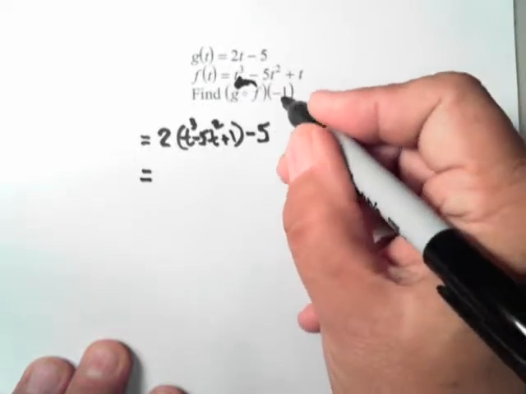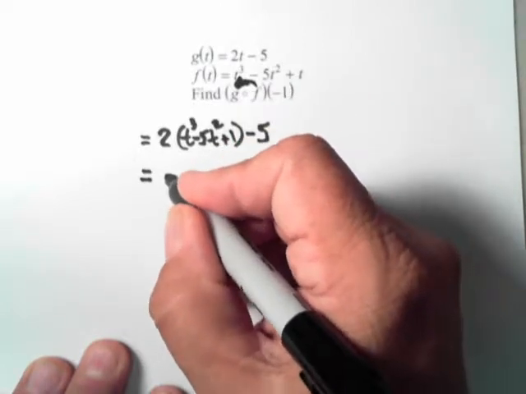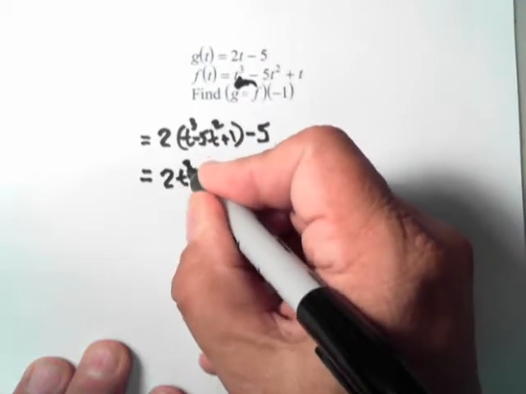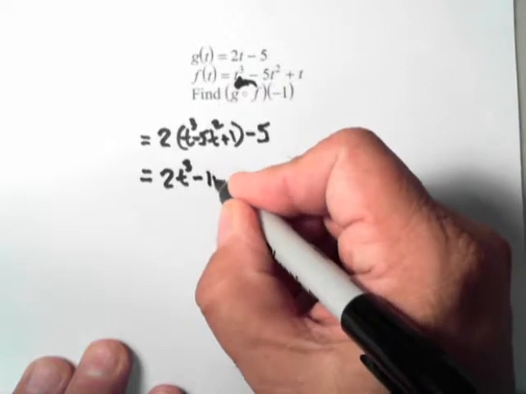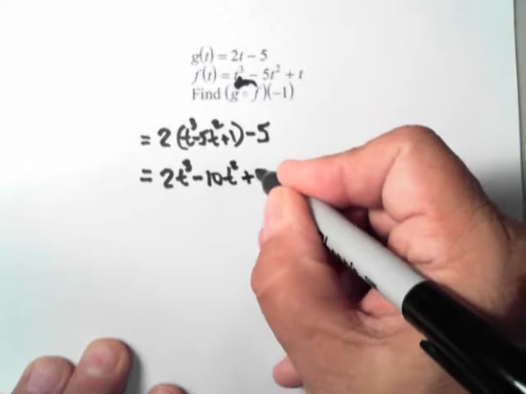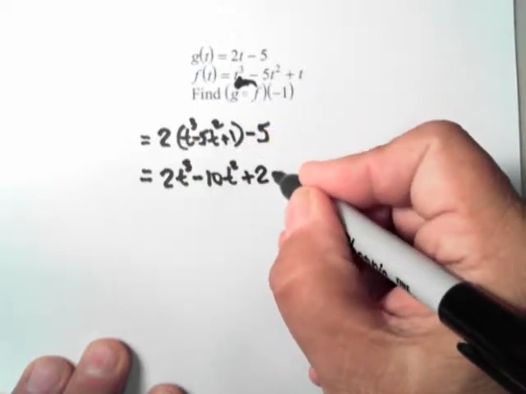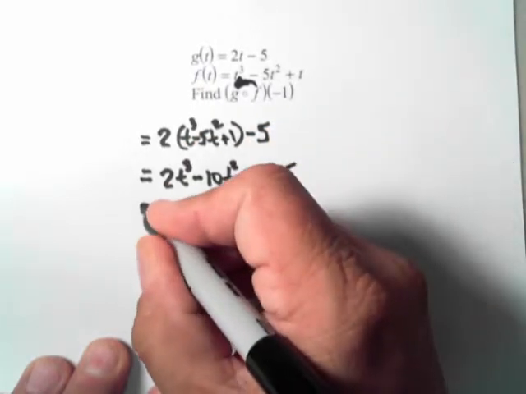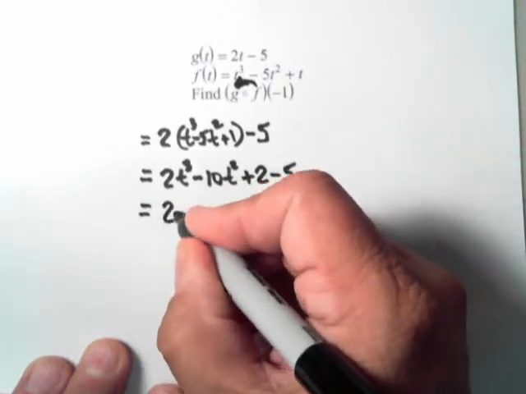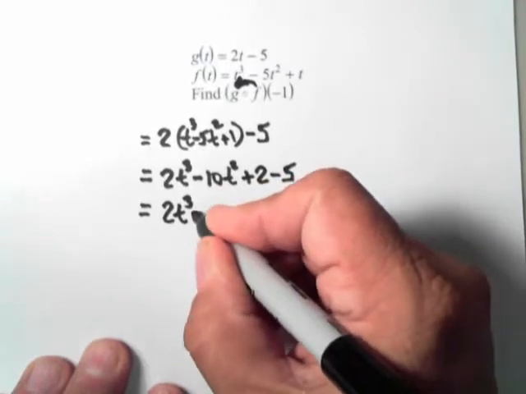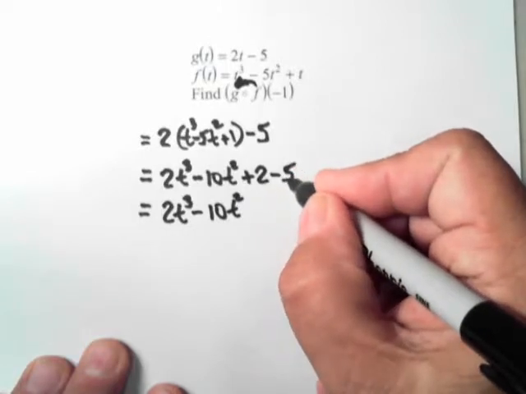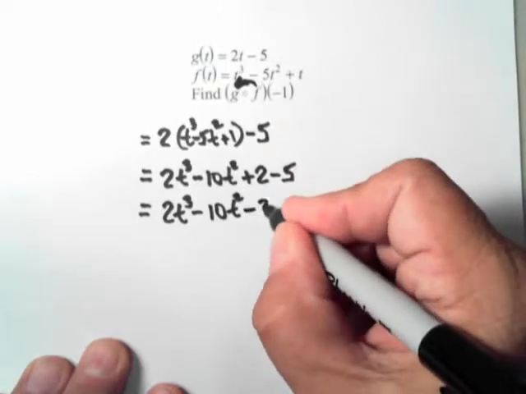Okay, now let's clean this up. Officially, what we're doing is we just found it so far with the variables. So distribute the 2 in. I've got 2t cubed minus 10t squared plus 2. 2 times plus 1 is plus 2 minus 5. Let's clean this up all the way before we substitute the -1 in. So we'll have 2t cubed minus 10t squared plus 2 minus 5 will be -3.